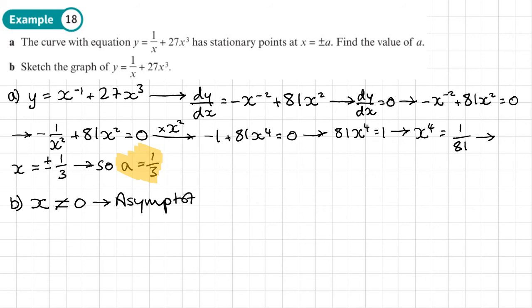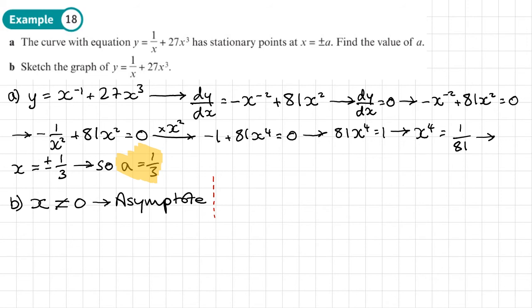Now, if you're not sure what those are, you can always look back at the videos of sketching reciprocals or sketching graphs and have a look at the reciprocals, and that will remind you. So at this point, there's going to be a line like this at 0, basically to say not allowed.